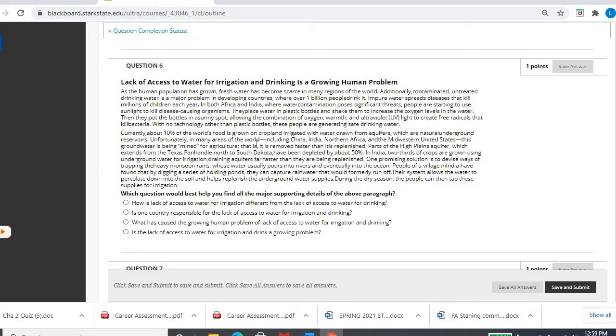So that second paragraph is talking again about an issue with water, and this is another issue. It's not necessarily the clean drinking water issue. It's that water is being mined far quicker than it's being able to be replaced. And so that's causing another issue.